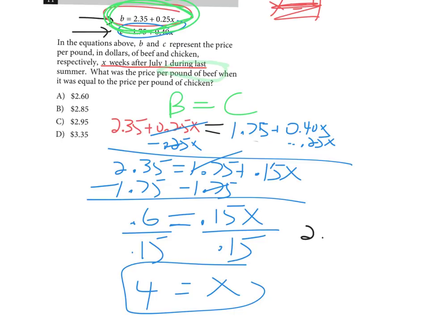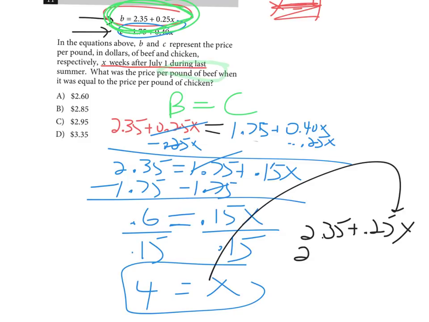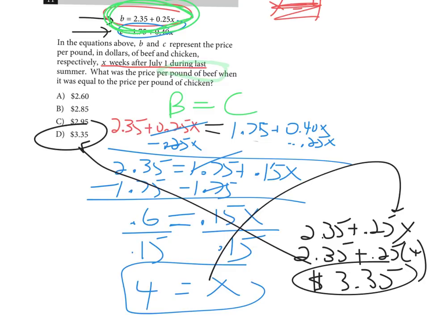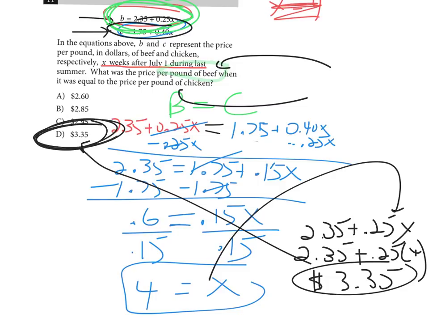So I'm going to go to the beef equation, 2.35 plus 0.25x, and I'm going to plug in 4. So I have 2.35 plus 0.25 times 4. And if I do that on my calculator, I get $3.35, or answer choice D. Kind of strange when they asked you the price per pound of beef when it was equal to the price per pound of chicken. They could have just very easily said, what is the price per pound of chicken? And you would have plugged into the chicken equation and gotten the same $3.35.